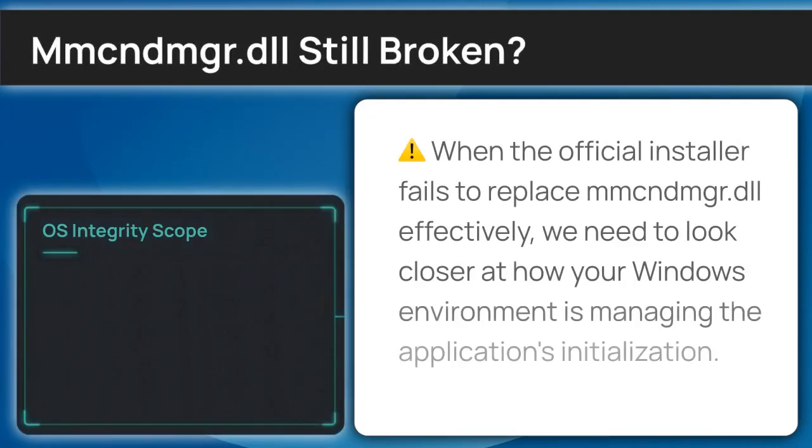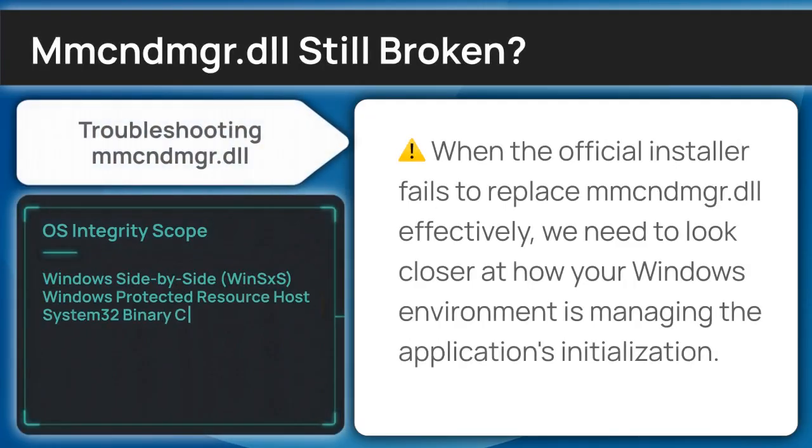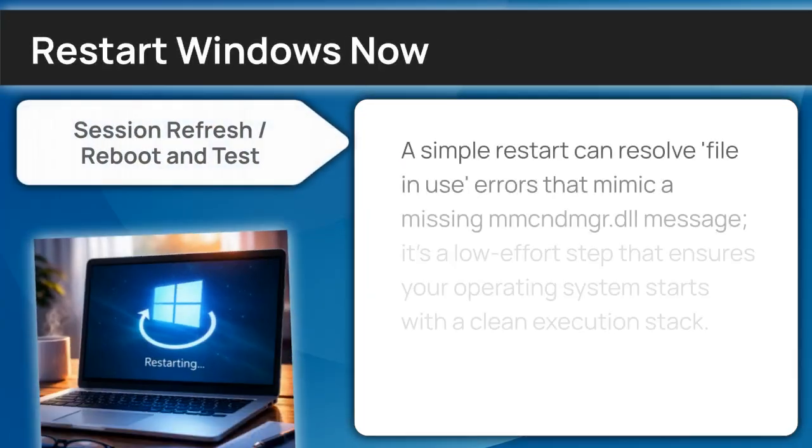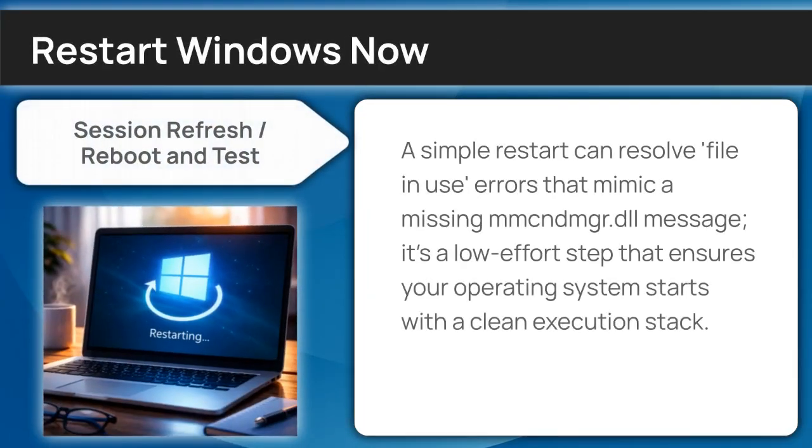If you're still seeing the missing file notification, we should attempt to force a synchronization between the software and the OS. A full system restart ensures that no background processes are currently locking the Mmcndmgr library file. A fresh boot allows Windows to reinitialize its library map from a clean state.